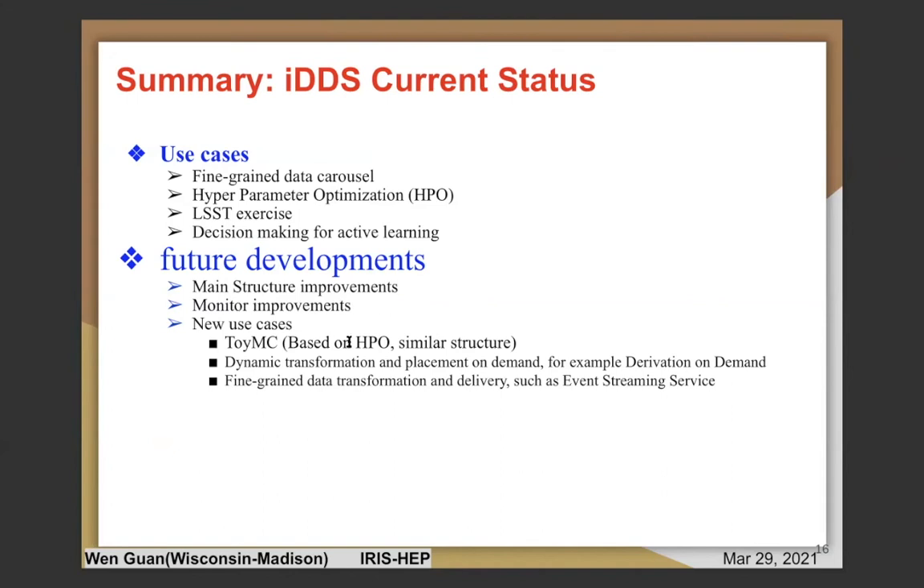at the same time, we have also started to think about developing iDDS to adapt to new use cases, for example, for the tau in Monte Carlo, for dynamic transformation and placement on demand, or for fine-grained data transformation and delivery, for example, even for a streaming service. Okay, that's all.